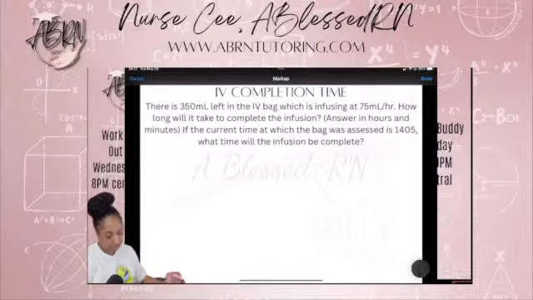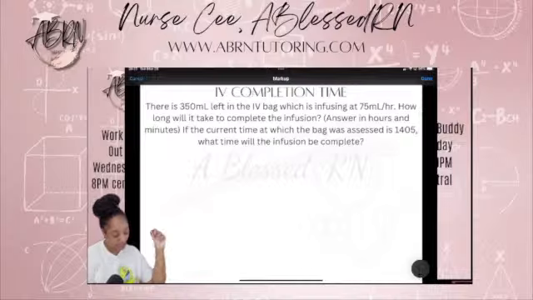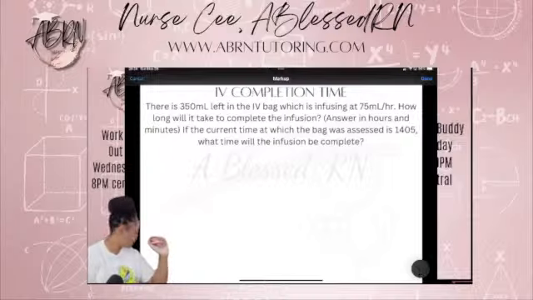All right, so IV completion time. There is 350 mLs left in the IV bag, which is infusing at 75 milliliters per hour. How long will it take to complete the infusion? Answer in hours and minutes. And if the current time at which the bag is accessed is 14:05, what time will the infusion be complete?